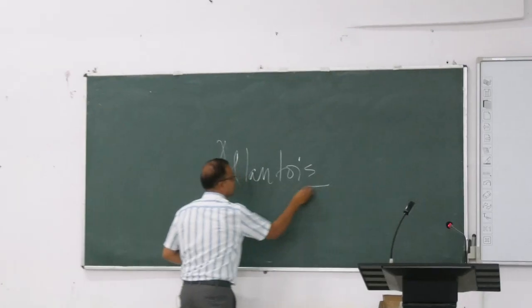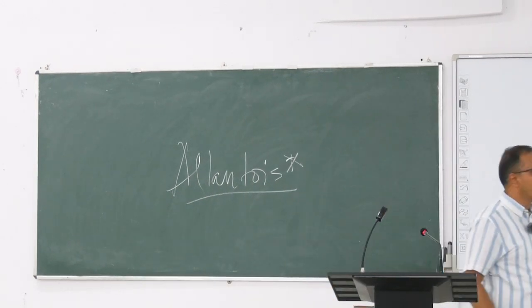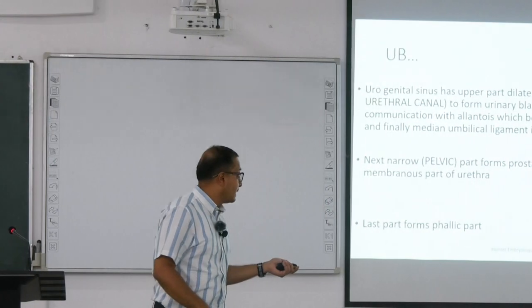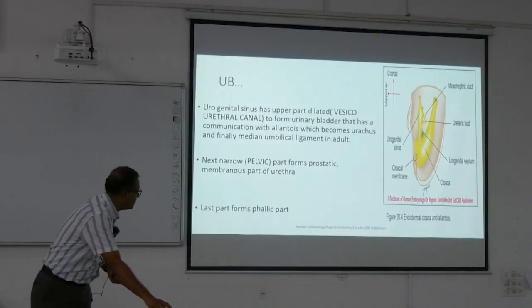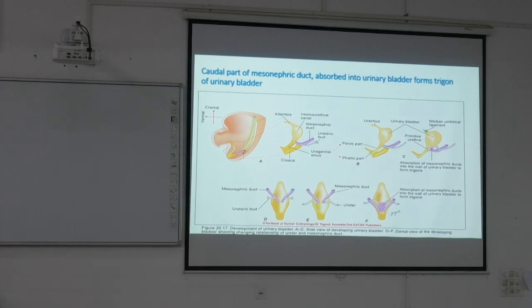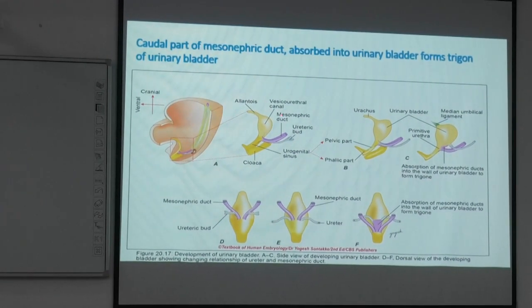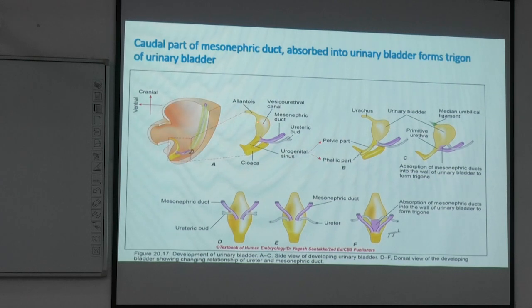A-L-L-A-N-T-O-I-S, allantois. The communication channel matters to us. We'll be coming back to it later when we discuss the clinical aspects of bladder formation. This is a little extra image showing us what the allantois means. So this is the upper part of the urogenital sinus, known as the vesico-urethral canal, which eventually forms the urinary bladder. This region has a channel, a communication, we call the allantois, which communicates with the umbilical region.